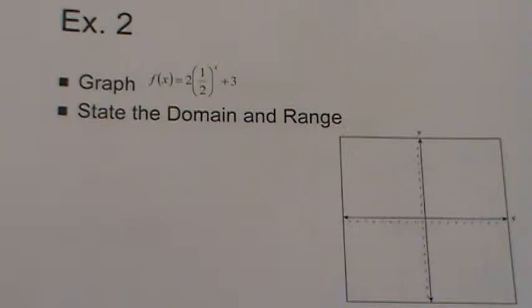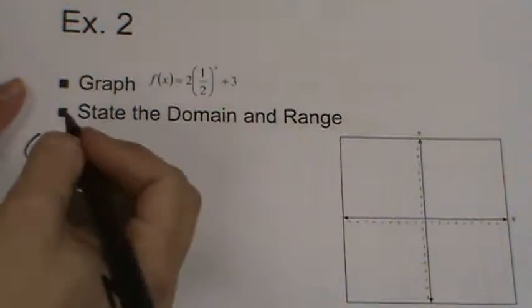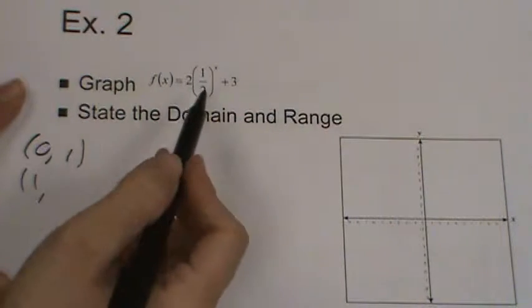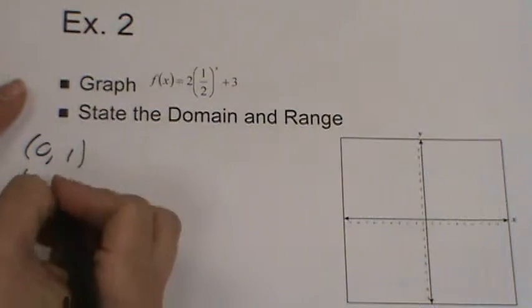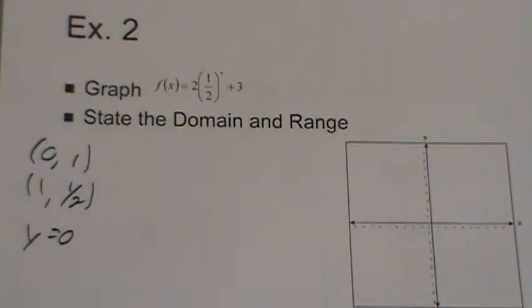Okay, now let's try graphing this. First we start with the parent points. The parent points on these always start at 0, 1, 1 and the base. In this case the number that has the exponent here is 1/2. And then we always use the asymptote of y equals 0.